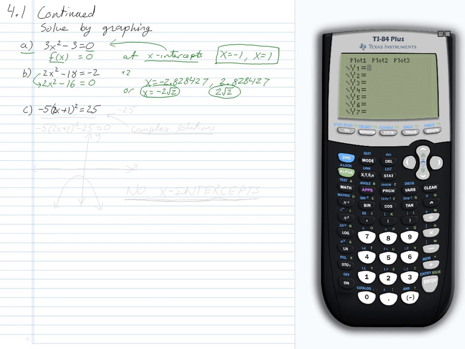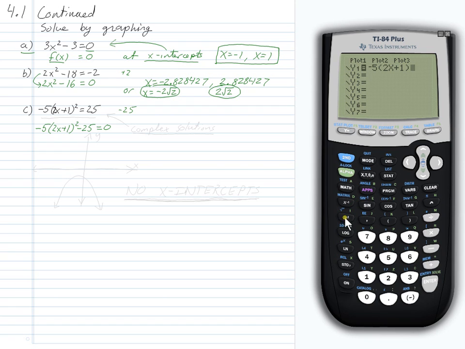Well, again, I first want to get this equal to 0 on one side so I can look for x-intercepts. So if I subtract 25, what I really want to graph is -5(2x plus 1) squared, minus 25 equals 0. So let me plot that function, -5(2x plus 1) squared, minus 25. And my calculator's working, and it's done working, and I can't see anything.